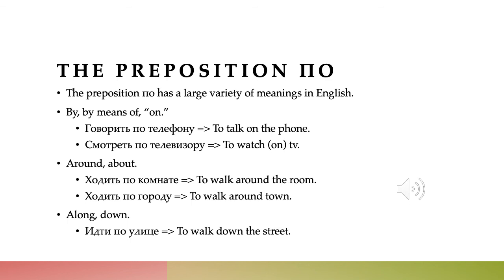And notice that if you have a multi-directional verb of motion plus по, it's going to indicate circular motion or motion around something or visiting multiple locations. If you have a unidirectional verb of motion plus the preposition по, that means to walk down or along something, as in идти по улице, to walk down the street.